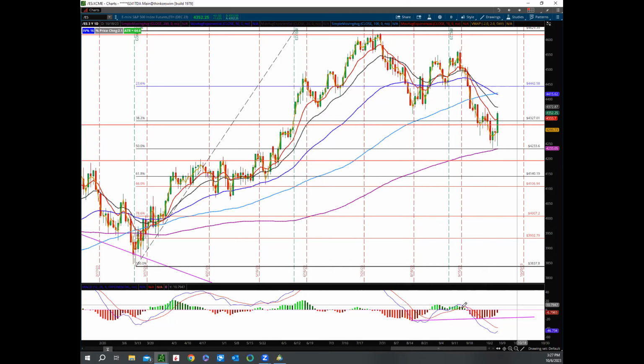And on the MACD here, we have the blue line now upturning. It looks like it could cross back over, just like it did here, right? So, this is another really good tool to use.